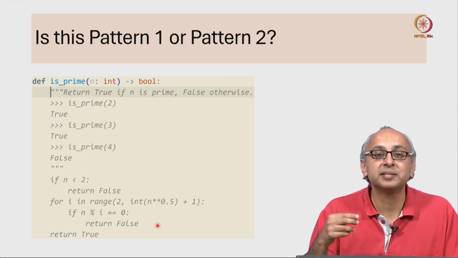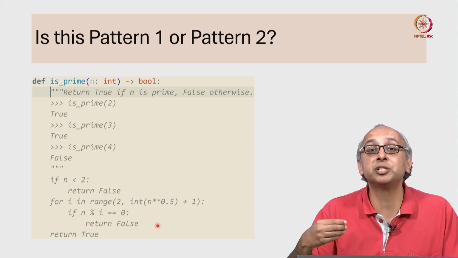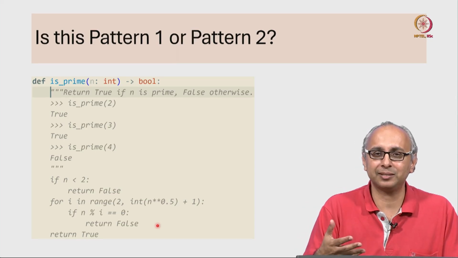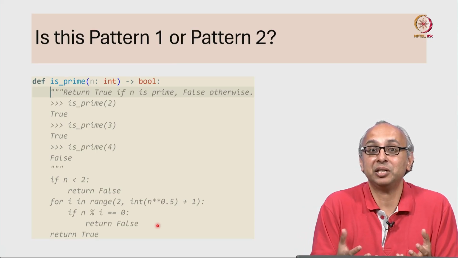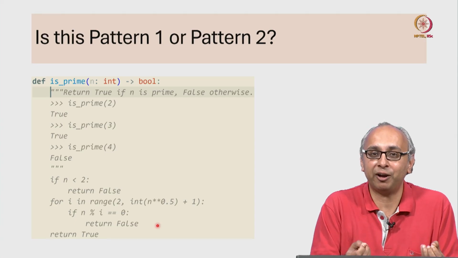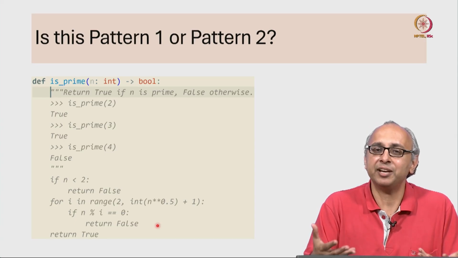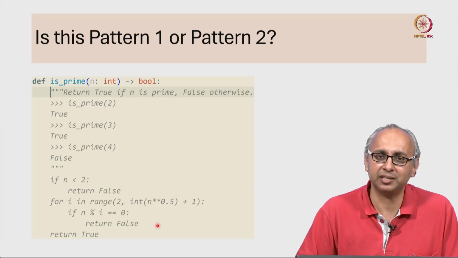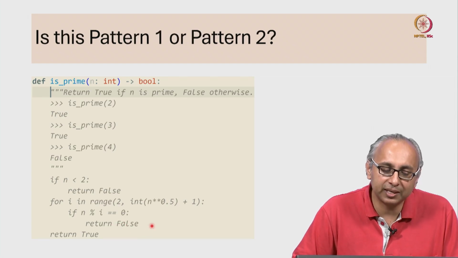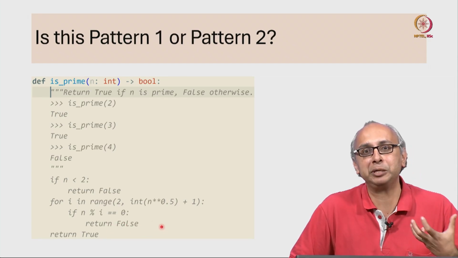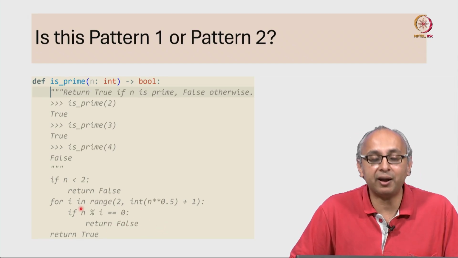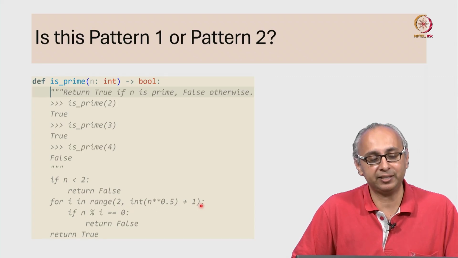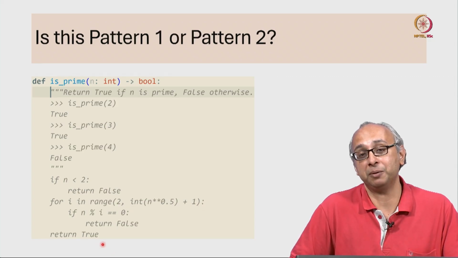Now remember, success doesn't necessarily mean return true. In this case, success actually means it's not a prime. We successfully found a factor, which means we have an answer to the original question, is this number prime or not? So in this case, return false is how we declare success. And if we are unable to find a factor, then we return true, it must be a prime.